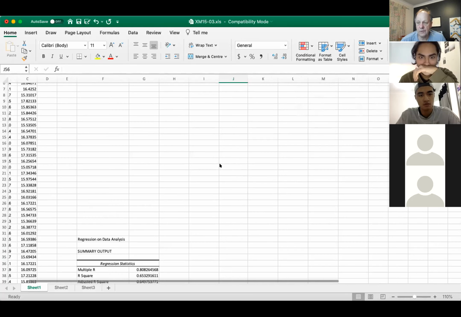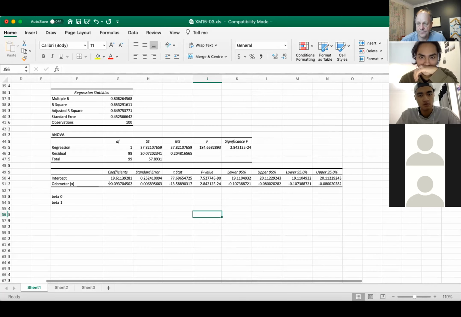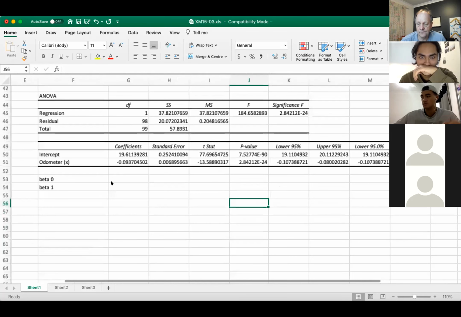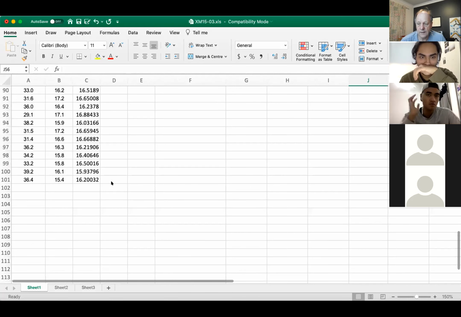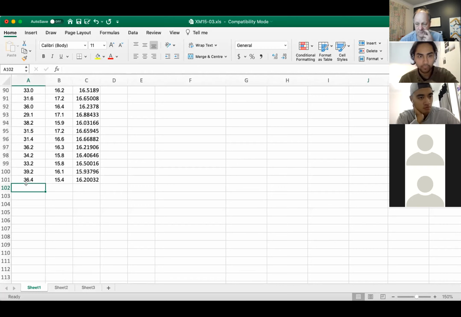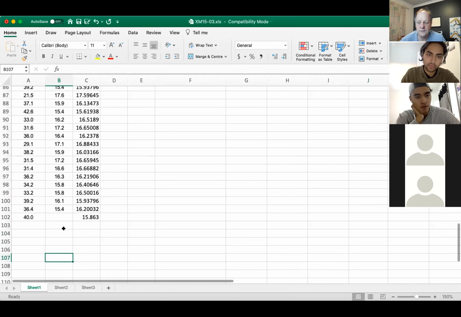Now, if you go to the bottom of your data, add in 102, 40,000 K. So I'm telling you, I've got a car with 40,000. What is the predicted price? Can you see it's 15.863?